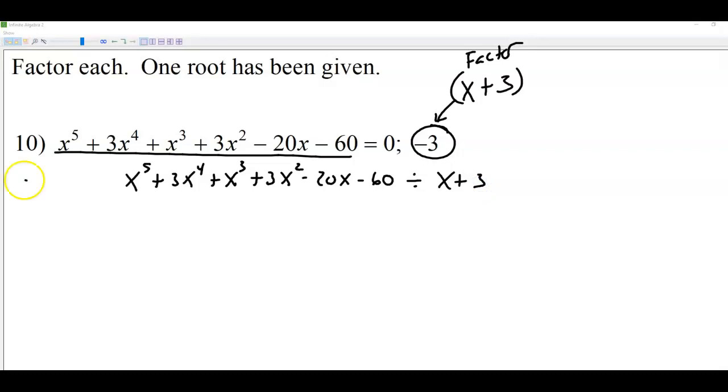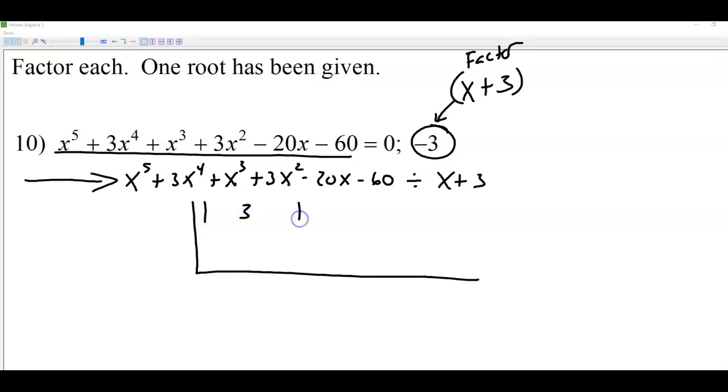Okay. Now you don't have to show this step if you don't want to. You could jump right to the next step, but just want you to be aware that we are going to divide to break down the polynomial into something smaller. So we put all the coefficients of the polynomial here, and we put the opposite of this number, or in other words, the root as it was originally given to us here, and then we do our synthetic division.